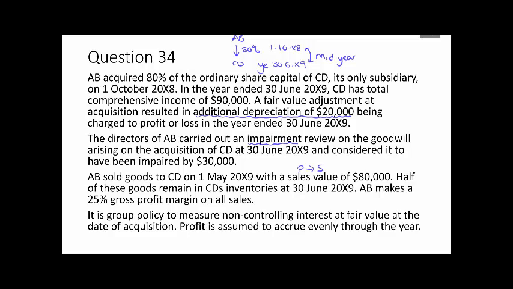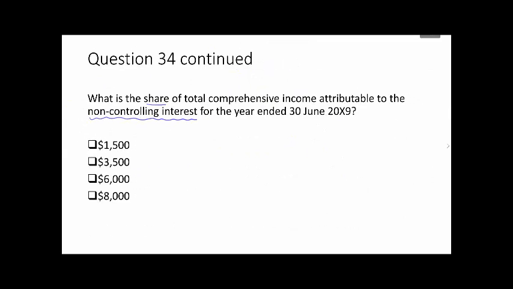If this sale had been from subsidiary to parent, we would have included a PUP calculation as part of this working as well. So it finishes off by telling us that the group measures NCI using fair value, which doesn't have any effect in relation to profit, but finally tells us that profit is assumed to accrue evenly through the year, really so that we can deal with that mid-year acquisition.